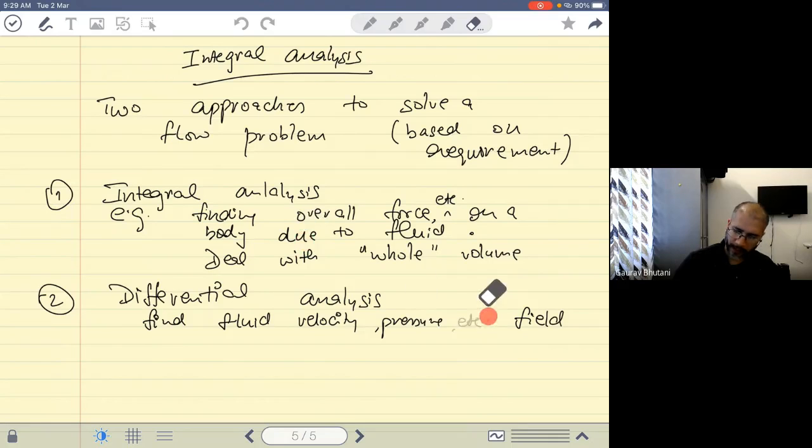I'll say find the fluid velocity slash pressure field. We'll see that if we can find the velocity, or velocity and pressure field, in a fluid, then we can find everything else from that, which includes the force acting on a surface that is in its path.